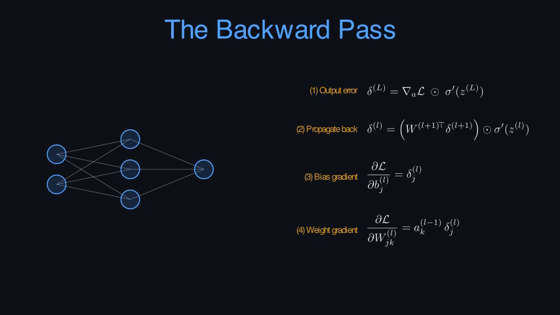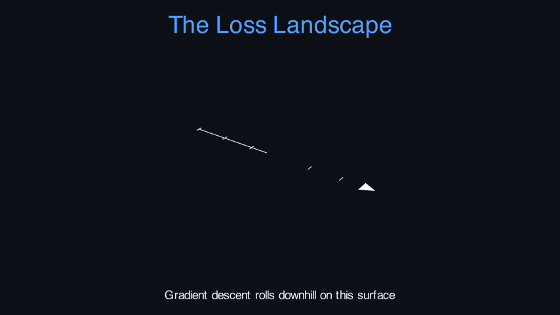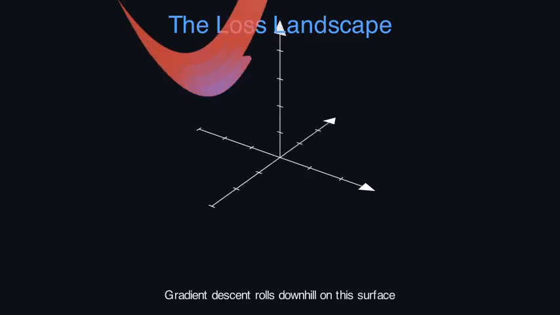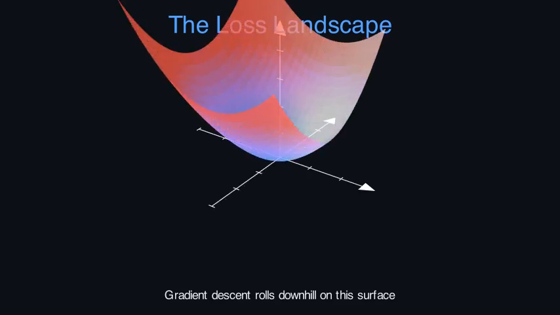And fourth, the gradient with respect to each weight is the input activation from the previous layer, times the delta at the receiving neuron. Visually, the error signal flows from right to left, through the very same connections that carried the input forward, but now in reverse.